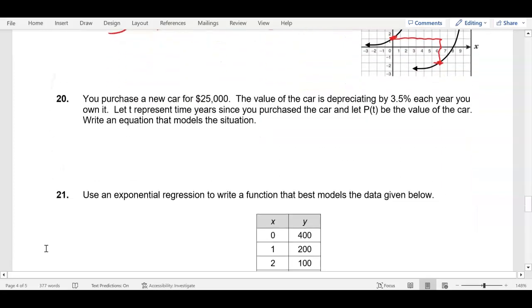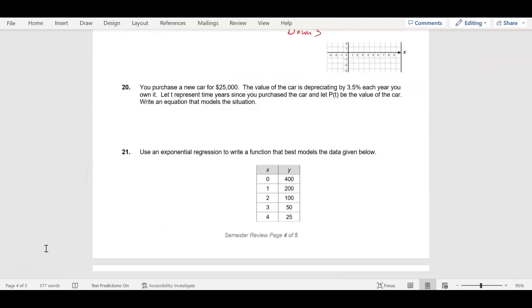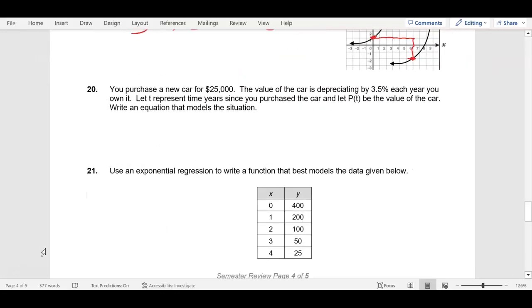Cool. You purchase a new car for $25,000. The value of the car is depreciating by 3.5% each year. You own it. Let T represent time, years since you purchased the car. Let P of T be the value of the car. Write an equation that models the situation. Okay, so we do have formulas for this. Y equals P times (1 plus R) to the power of T.